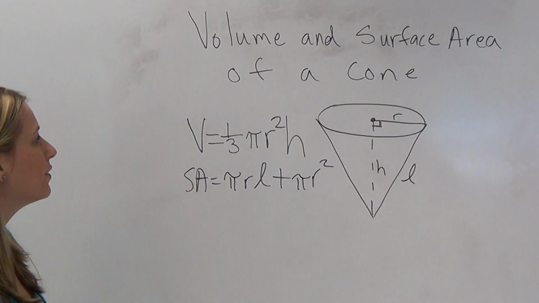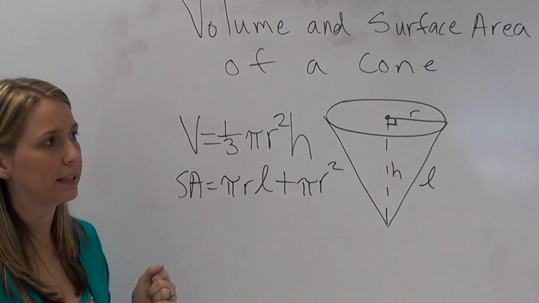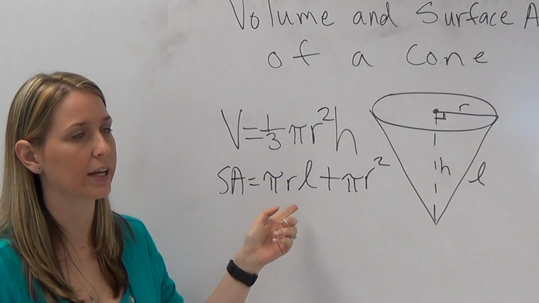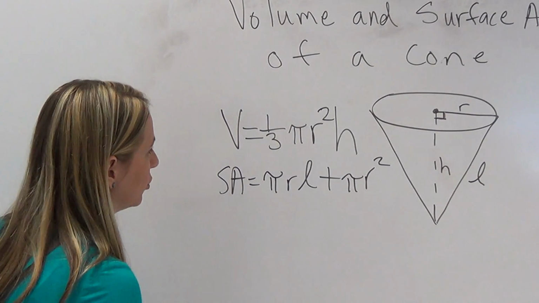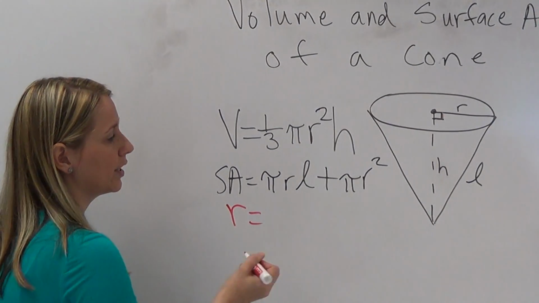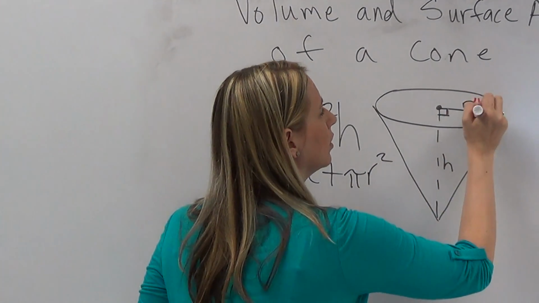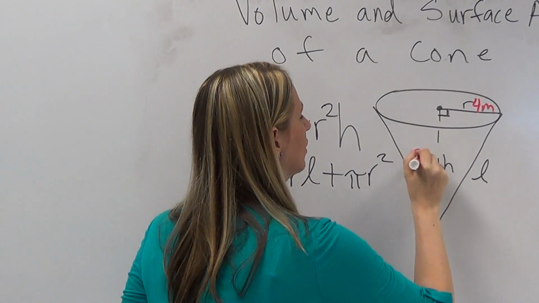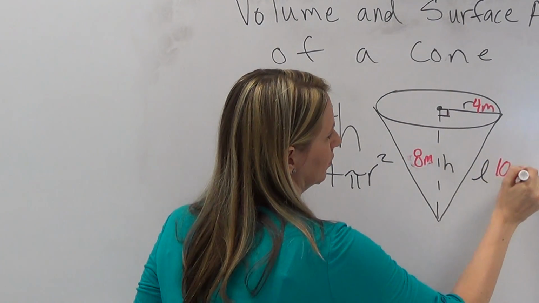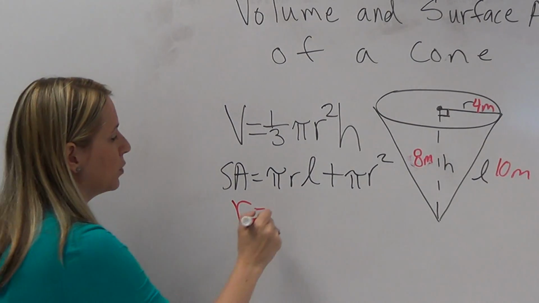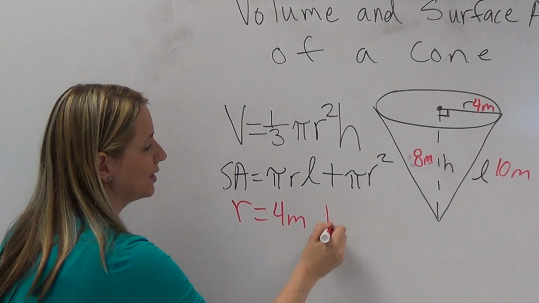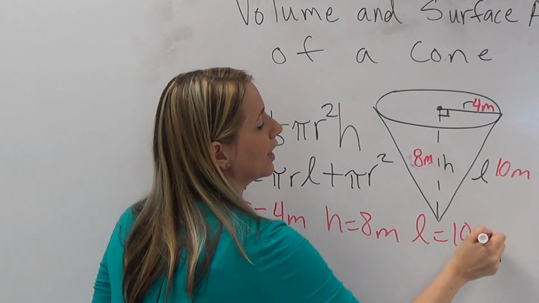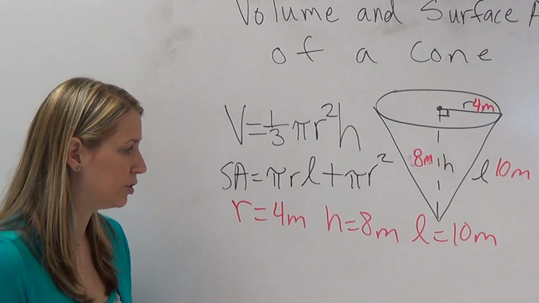Now, in order to find the volume, we need to know two things. You need to know your radius and your height. And then for surface area, you need to know your radius and your lateral height, or your slant height rather. So let's just label all these things. My radius, which I didn't put anything on here, so let me do that first. Okay, so my radius is going to be 4 meters. My height is going to be 8 meters. And my slant height is going to be 10 meters. Now that I have those three things, I can easily find your volume and your surface area.